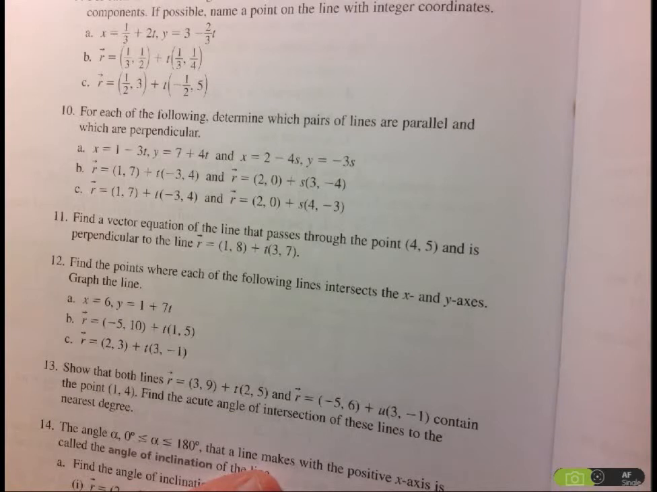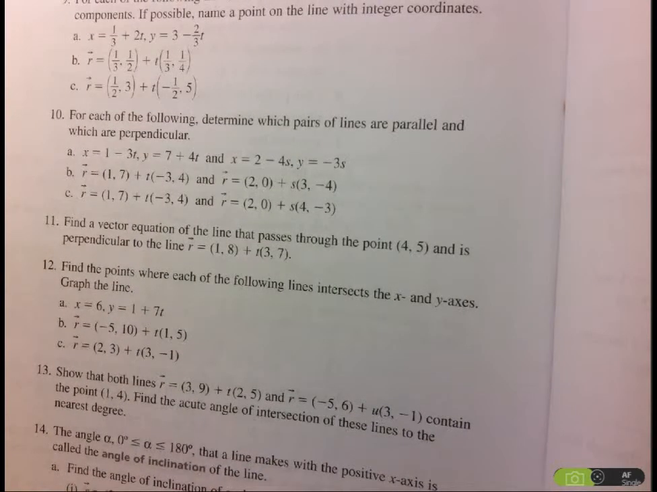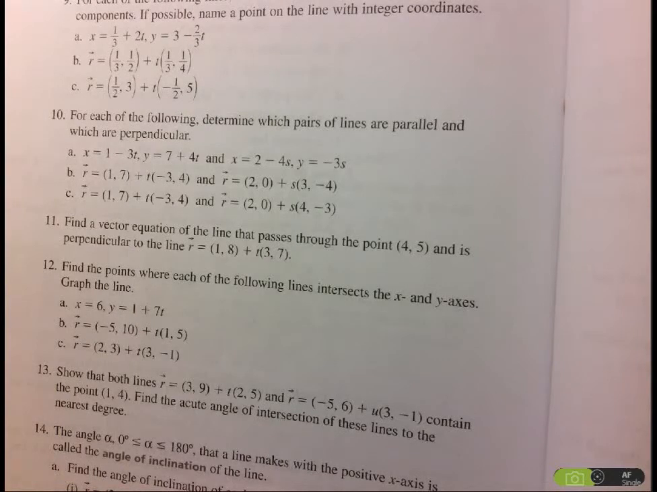Hi folks, we're going to take a look at question 10 from page 92 on one of the previous homeworks. They ask us to determine which pair of lines are parallel and which are perpendicular.